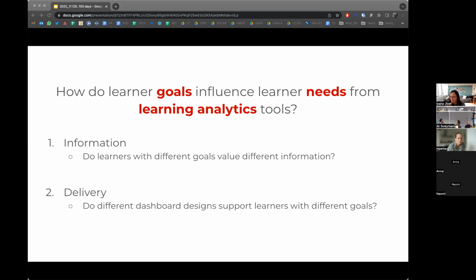But I will particularly look at two aspects. One is the information. So pretty much looking at whether students have different information needs based on different goals that they might have, or if they have different goals, they value different pieces of information. And the second point is about how we can deliver this information to students on dashboards, in the sense that if they have different goals, do they value different ways of delivering this information to them, or different dashboard designs to them.